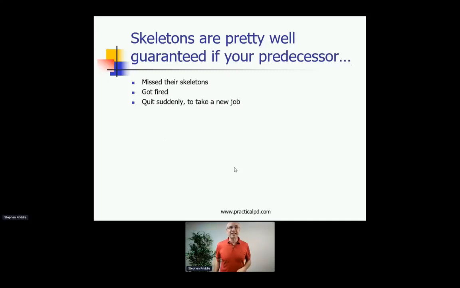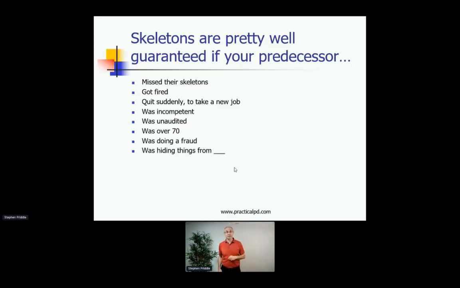If they quit suddenly to take a new job, there's likely skeletons. If they're incompetent, there are skeletons. If the organization was unaudited, there are skeletons. But even if the organization was audited, there may still be skeletons. If your predecessor was over 70, and this does happen, there are skeletons in the closet. If your predecessor was doing a fraud, there are skeletons in the closet. If the predecessor was hiding things from certain people, there are skeletons in the closet. If they were unethical, there are skeletons in the closet.